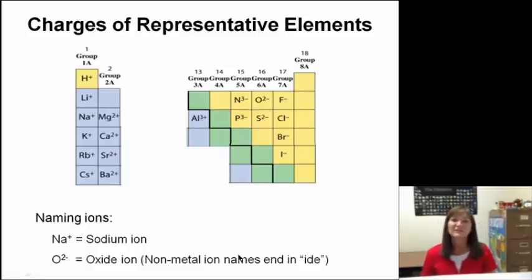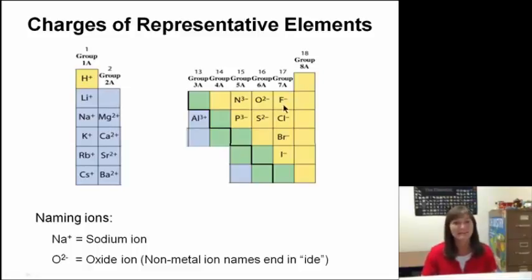Okay, the charge on the representative elements. Now remember, the representative elements are the elements that have an A after the number in their group number. It turns out that the charge on the representative elements equals the group number if it is one of these cations. So in your group 1A, all of the metals plus hydrogen make a 1 plus charge. The 2A metals make a 2 plus charge.